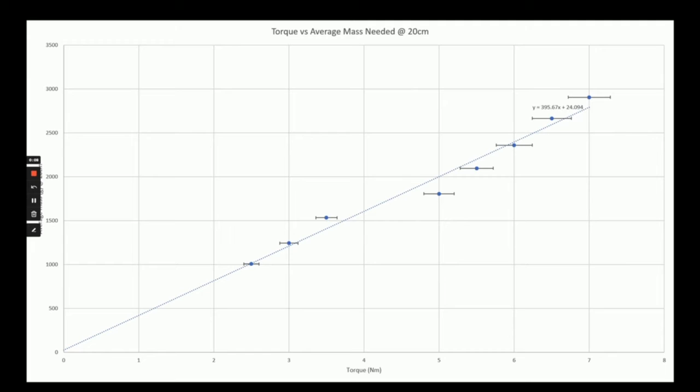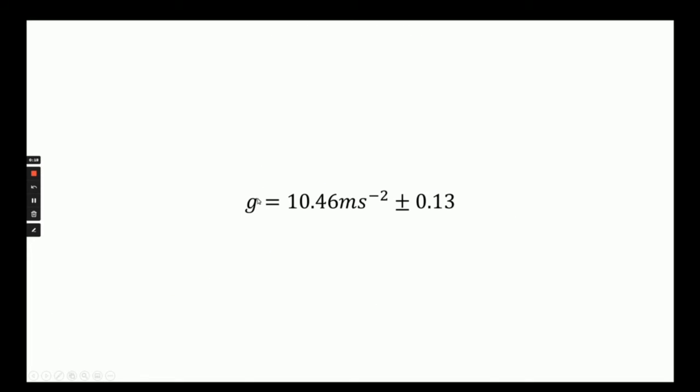As you can see, the results show that the amount of force needed was fairly linear in relationship to the torque, which makes sense according to the equation for torque. This gave us a final result, using that equation I detailed in the beginning of the video, that gravity equals 10.46 meters per second squared with an uncertainty of 0.13.